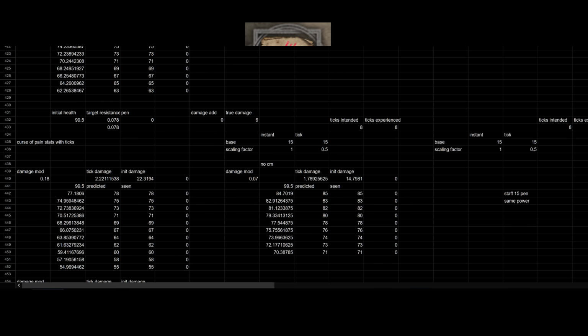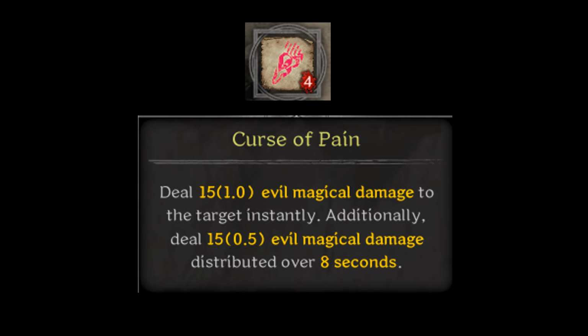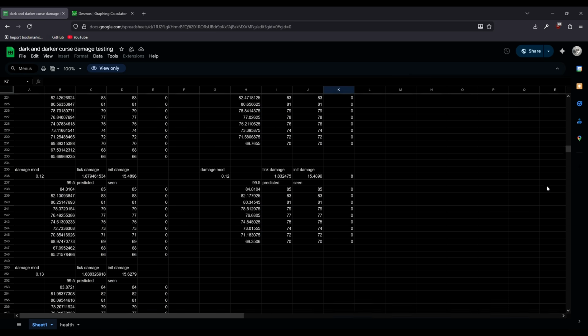Even without Curse Mastery, Cursive Pain's damage is not simple. The description for Cursive Pain states that it does 15 with 1.0 scaling damage instantly, and then 15 with half scaling more damage over 8 seconds. If we ignore all of our stats, we would assume the spell does a total of 30 damage. Unfortunately, the full story is much more complicated.